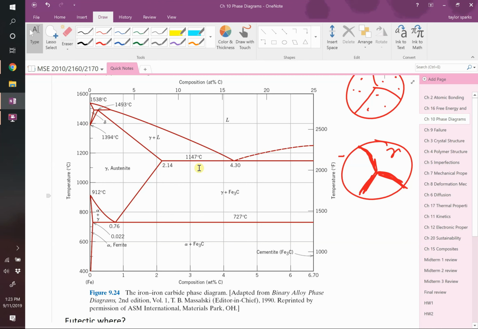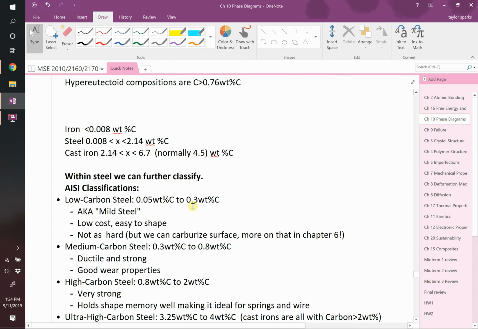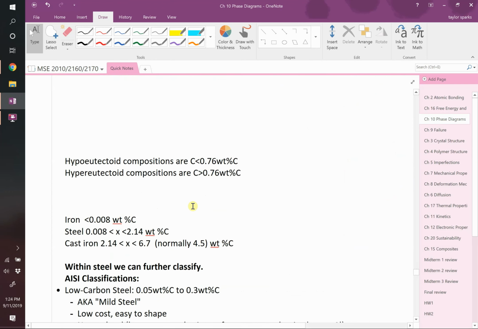Is there a reason the graph stops at 6.7? Great question. It is a line compound. Why does it stop there? Because of all your useful steels. For one thing, irons are up to 0.008 weight percent. Basically, if you add any carbon beyond that, it stops being iron. If you're between that number and 2.14 weight percent, these are your steels. And anything above 2.14 are your cast irons, all the way up to about 6.7, though they only go up to about 4.5. And we just don't make things that we call steel beyond that.